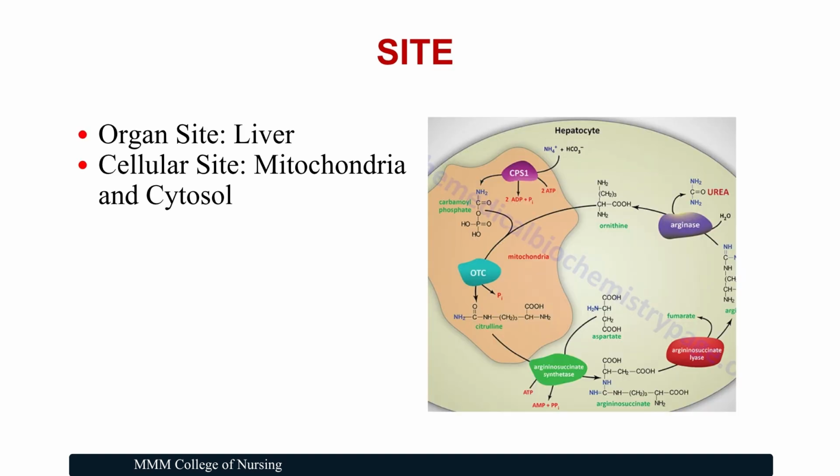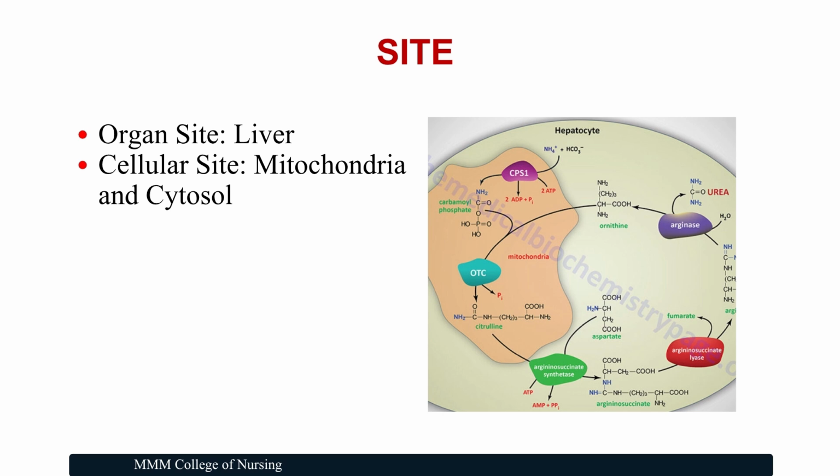Next we'll see the site where it is happening. So the organ site is the liver. The urea cycle occurs exclusively in the liver. This is why patients with severe liver failure develop hepatic encephalopathy. The liver can no longer detoxify ammonia, so it builds up in the blood and affects the brain.